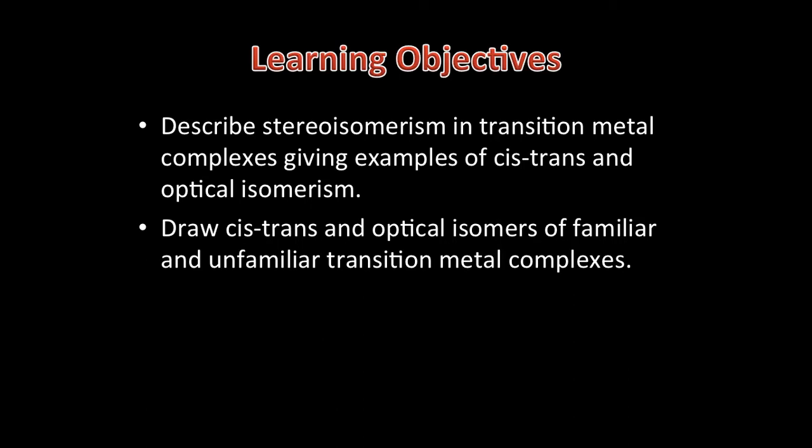The learning objectives for this lesson are to describe stereoisomerism in transition metal complexes, giving examples of cis-trans and optical isomers, and to be able to draw cis-trans and optical isomers of familiar and, importantly, unfamiliar transition metal complexes. This is a common exam question. So you'll need a pen and plenty of paper in this lesson to practice drawing the different types of isomers.